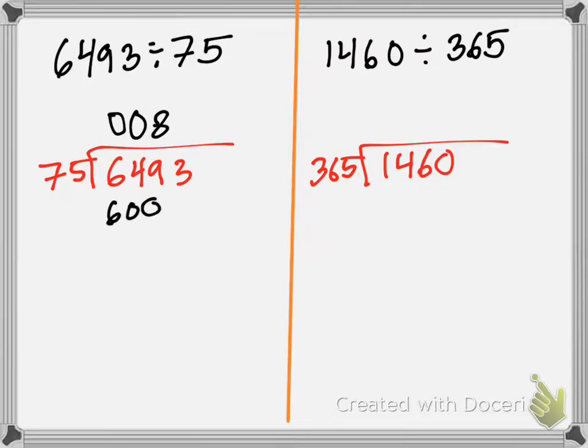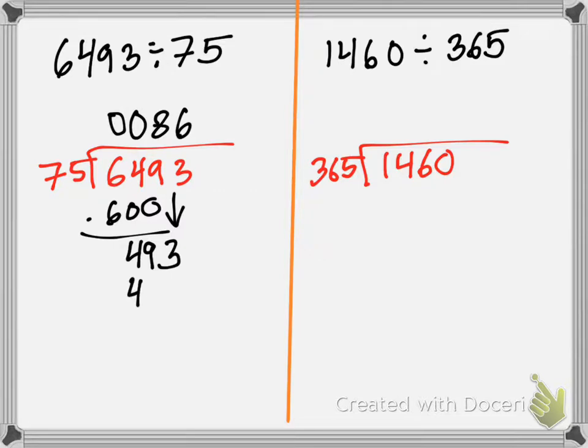That's 600. So I'm left with 49. I bring down my 3. When I'm now dividing that, I want to figure out how many 75s fit in there. I find out that it is 6. And I like to think, like I said, with the 75s, 25s, all of those, I like to think about it in terms of money.